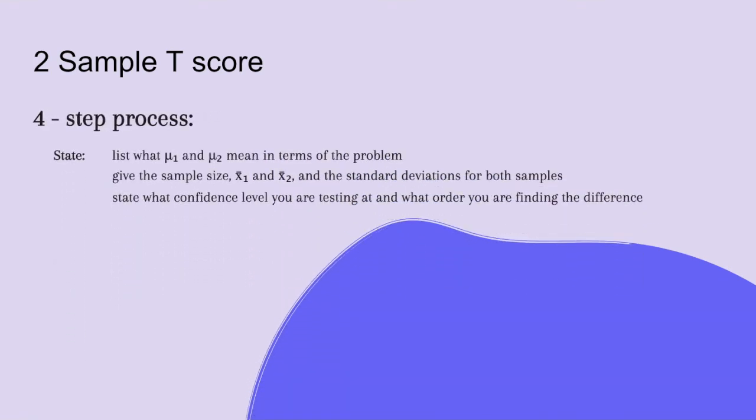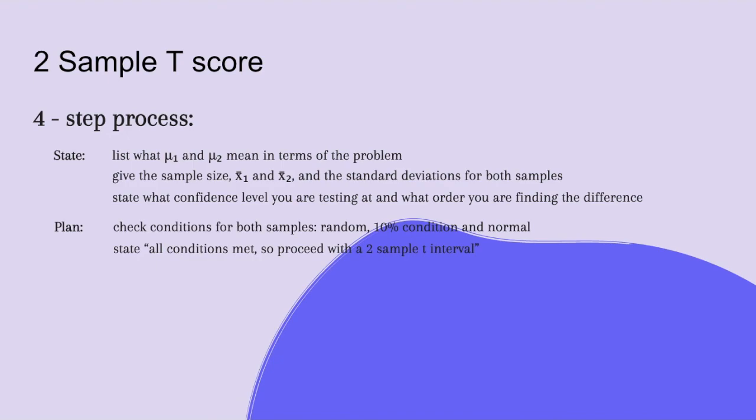So the 4-step process for this: state, you're going to list what mu1 and mu2 mean in terms of the problem situation. You're going to give the sample sizes, x bar 1 and x bar 2, and then the standard deviations for both samples. Then you're going to state what confidence level you are testing at and what order you are finding the difference, whether that be mu1 minus mu2 or mu2 minus mu1. Then you're going to plan: you're going to check the conditions like we said in the last slide, and if they're all met, you're going to state all conditions met, so proceed with the two-sample t interval.